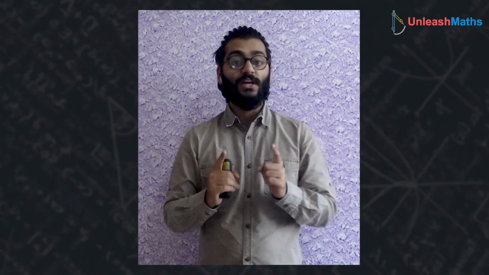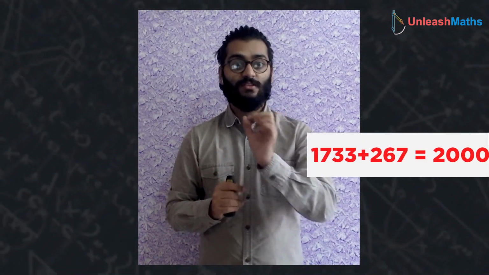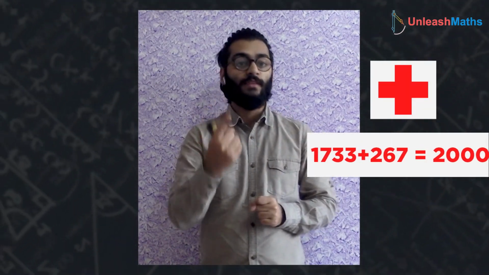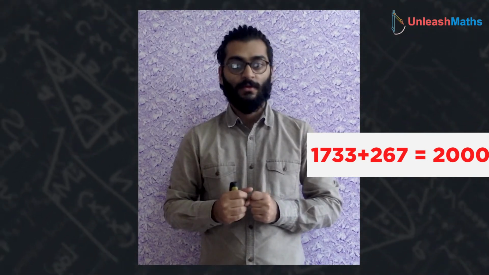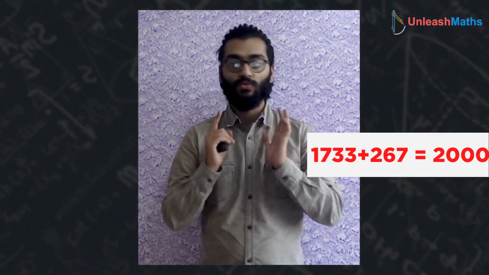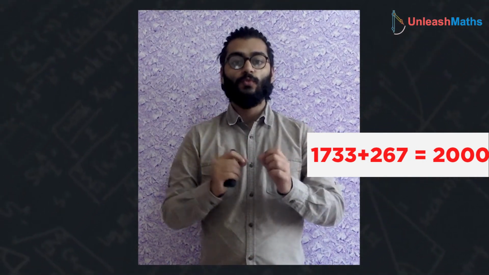We can also check our answer by adding the change he received, that is 1733, to the cost of the gift, that is 267. That would give him rupees 2000. So that is the total money he paid. So this proves that we are correct in our calculation.